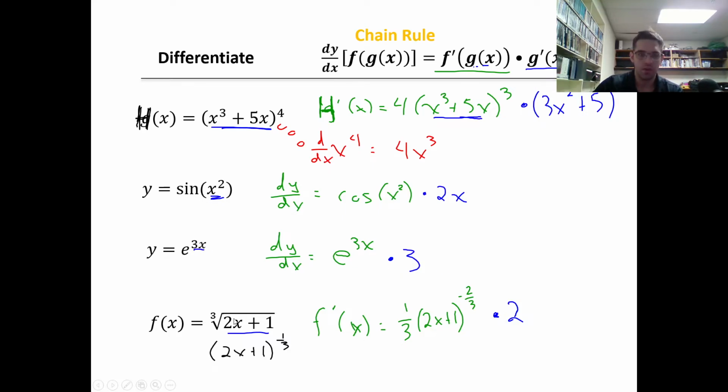The last one, the derivative of the outside function, if I think of this as a rational exponent, it's 1/3. I do power rule, so I multiply by 1/3, keep the inside function 2x plus 1 the same, and then I put it to the power of 1/3 minus 1, so negative 2/3. And then I multiply this by the derivative of the inside function. The derivative of 2x plus 1 is just 2. So here we go.